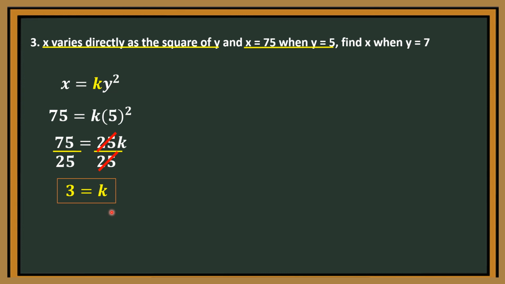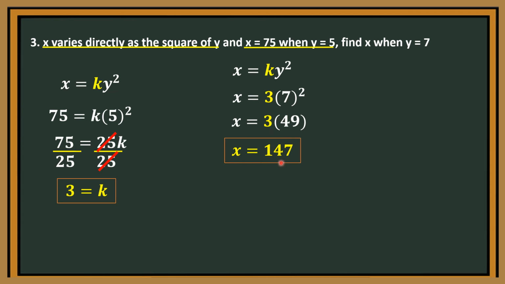Since we already have the constant, we can find the value of x. Let us use the original equation: x is equal to k times y squared, wherein y is equal to 7 and k is 3. So now x is equal to 3 times 7 squared. 7 squared is 49, times 3, that is 147. So this is now the value of x.